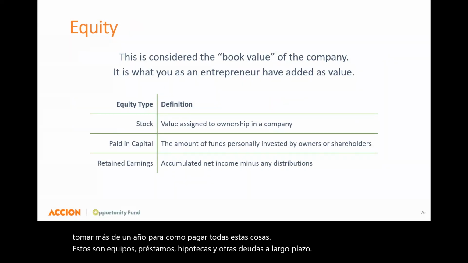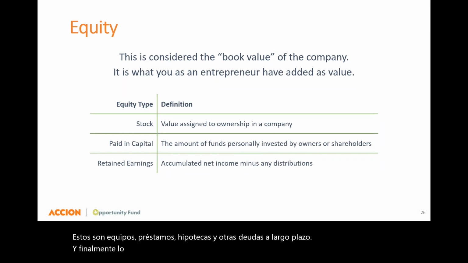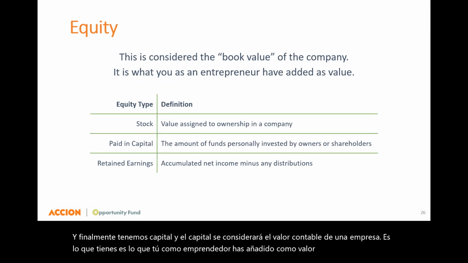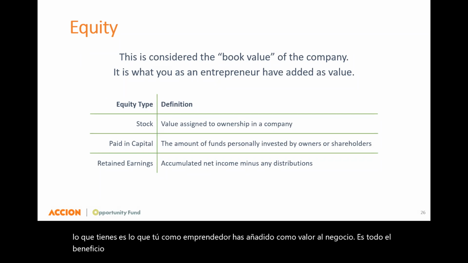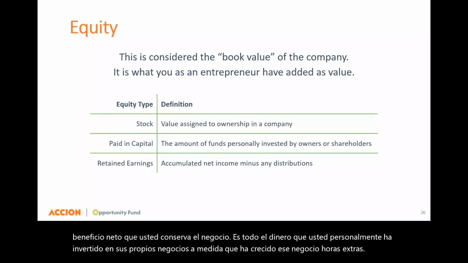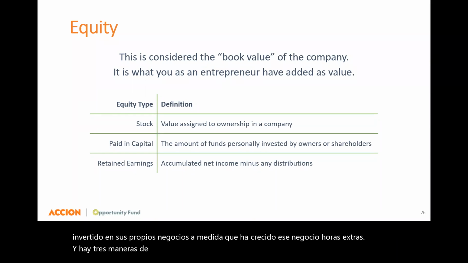And finally, we have equity. And equity is what we consider the book value of a company. It is what you as an entrepreneur have added as value into the business. It is all of the net profit that you retain in the business. It's all of the money that you personally have invested into your own business as you've grown that business over time. And there are three ways to categorize that.